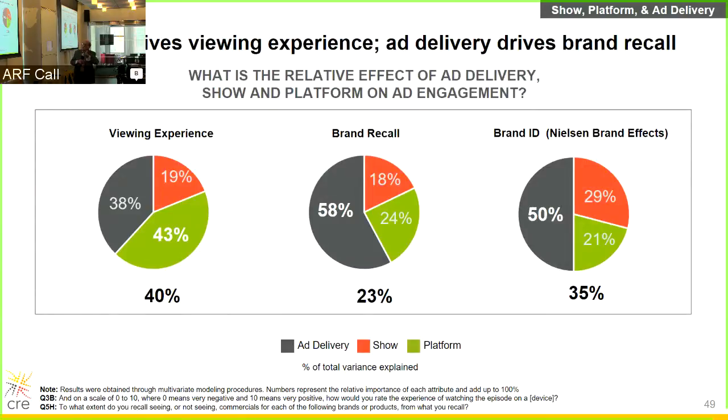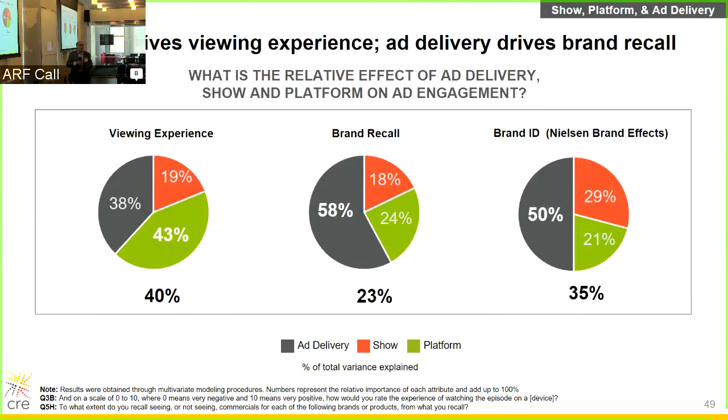Okay, now this is an interesting finding, and this is the percent of total variance explained by the ad delivery, by the show, and by the platform. Those are three different variables here. The ad delivery were all those things about what the ad load was, pre-roll, countdown clock, etc. In terms of the viewing experience, the platform makes the difference. 43% of the variation, which we could explain, which was 40% of the overall variation, is explained by the platform.